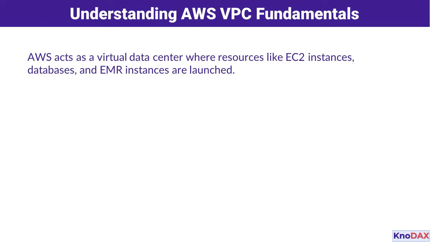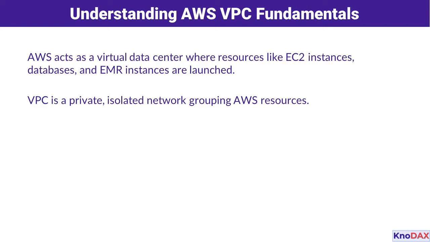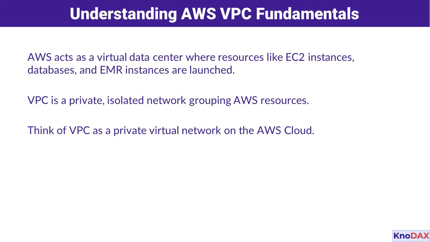Now, let's dive into the fundamentals of AWS Virtual Private Cloud, or VPC. AWS VPC acts as a virtual data center in the cloud, allowing you to launch and group resources like EC2 instances, databases, and EMR clusters. Think of it as a private, isolated network within AWS, where you have complete control over your networking setup. With VPC, you can define your own IP address range, create subnets, configure route tables, and manage gateways to direct traffic. It enables you to securely connect resources within your network and control their exposure to the internet. Essentially, a VPC provides the flexibility and scalability of the AWS cloud while maintaining the familiarity of a traditional data center setup.